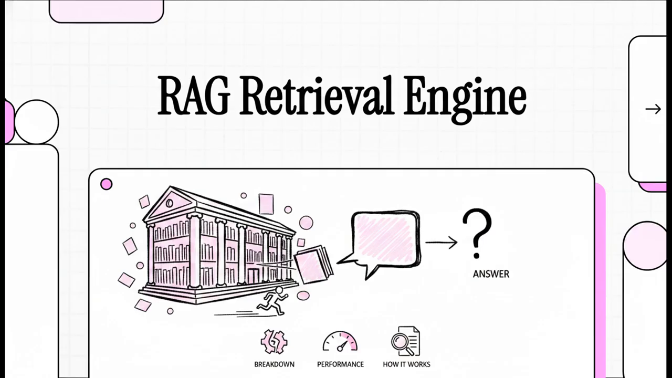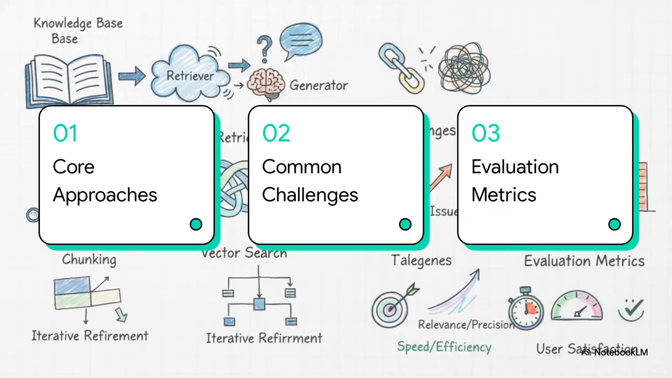So today, we're breaking down the source material's comprehensive analysis into the precise mechanics of retrieval. We're going to look under the hood at the core approaches engineers use to fetch data, the critical bottlenecks that cause these systems to just completely break in production, and the exact evaluation metrics you need to score and optimize their performance. So here's our game plan for today.